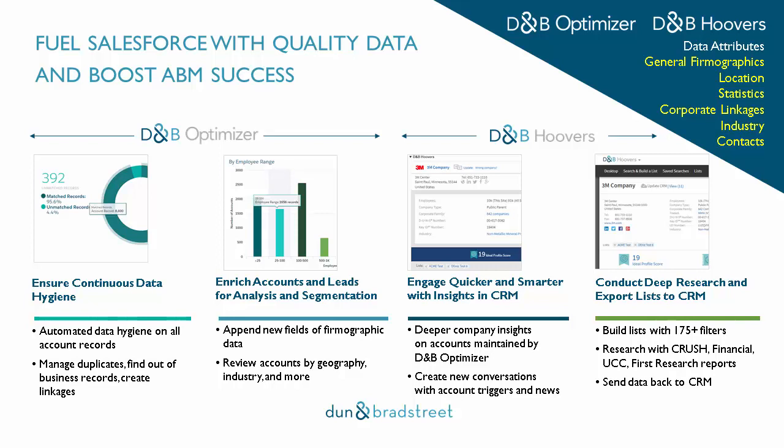Now, to continue to fuel your CRM with quality data and boost ABM success, you can have a look at solutions offered by Dun & Bradstreet. Both D&B Optimizer and D&B Hoovers can help deliver the quality data you need. Within D&B Optimizer, you can ensure continuous data hygiene and automate that data hygiene on all your account records. You can manage duplicates, find out-of-business records, and create those important corporate linkages.